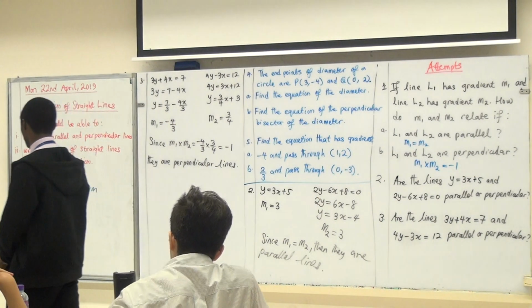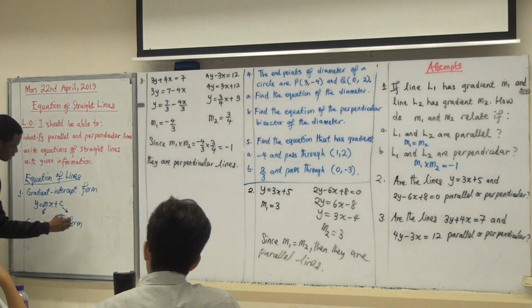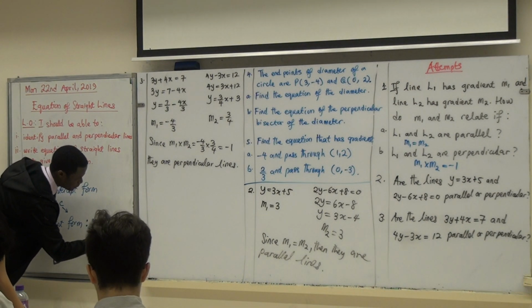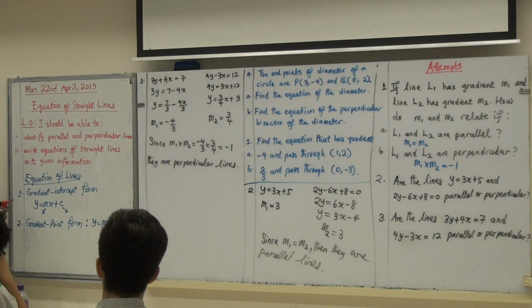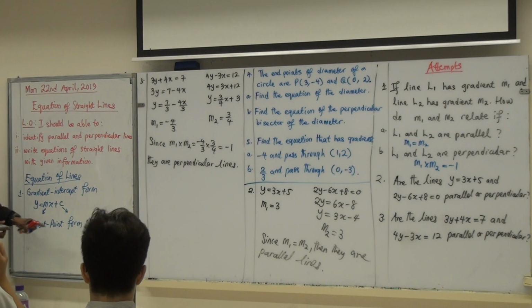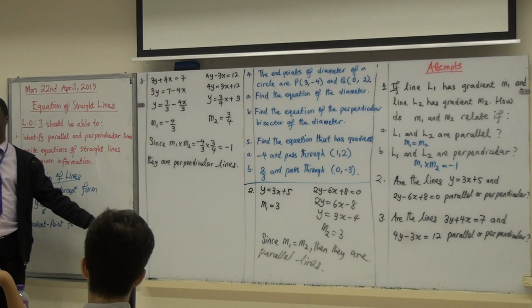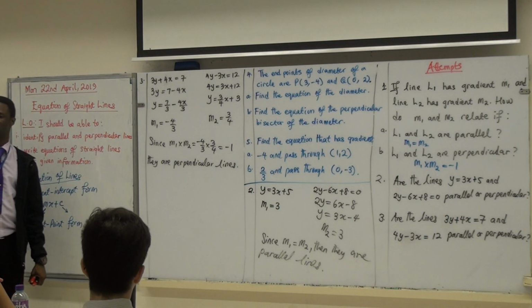And another one is the 2-point form. Of course, gradient point form also uses the y equals mx plus c approach. So with the 1 point given, you have your gradient, and with the 1 point, you can find your c. We will see it now using example 5.